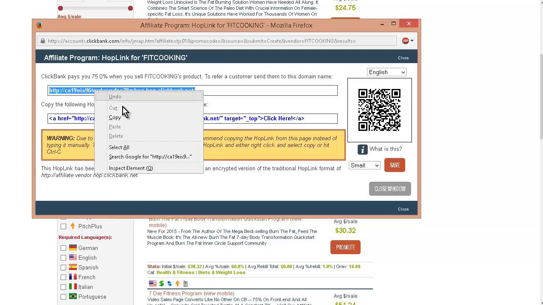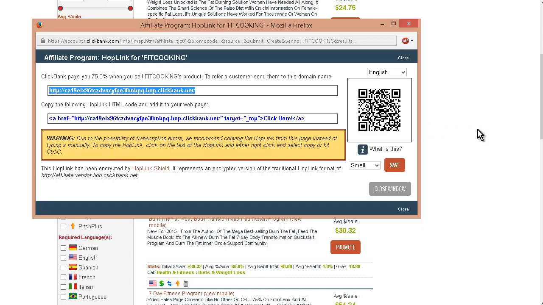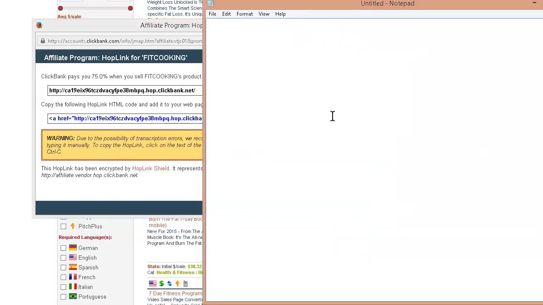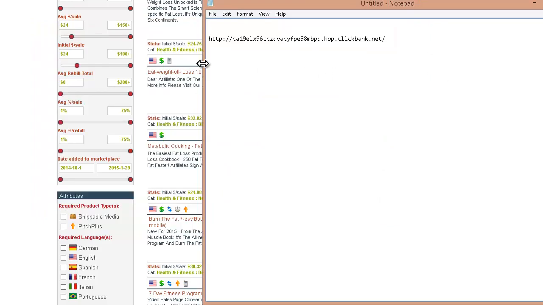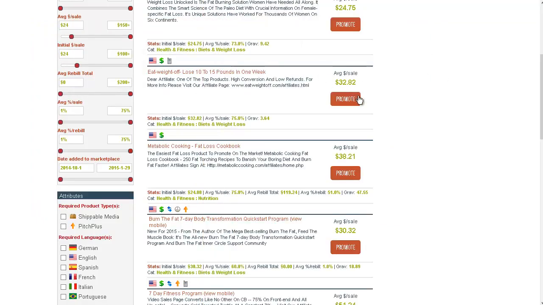So I'm going to open up a notepad session, and I'm going to put my affiliate link in here, and of course the name of the product. Okay, so the name of the product is Metabolic Cooking Fat Loss Cookbook. Okay, so bring that over here.